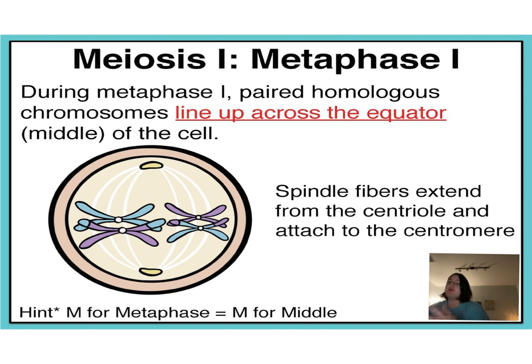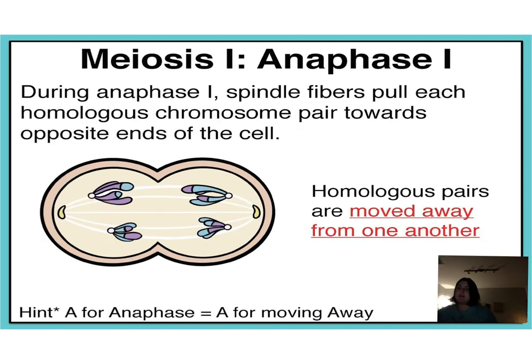So during metaphase one, the paired homologous chromosomes, so instead of just one chromosome, we have a pair, okay? And they line up across the equator, aka the middle of the cell. The same thing is happening as in normal metaphase, it's just pairs as opposed to just a chromosome. Remember, metaphase means middle.